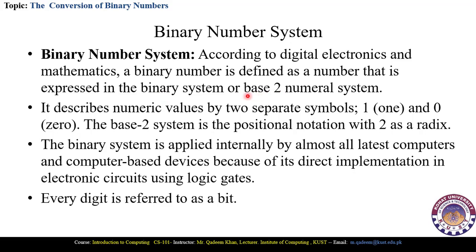According to digital electronics and mathematics, the system consists of numbers expressed in the binary system, having base 2 as a numeral system. So it means that there are two different digits in the binary number system, 1 and 0. The base 2 system is in fact a positional notation with 2 as the radix.